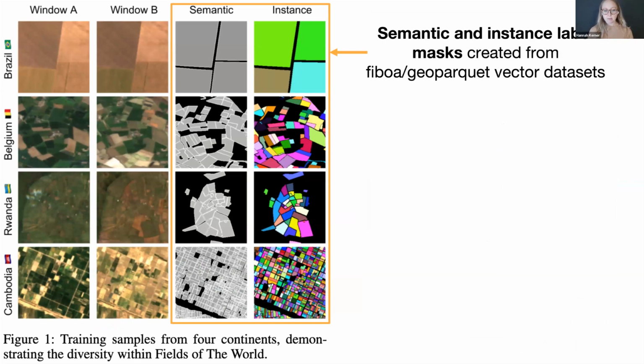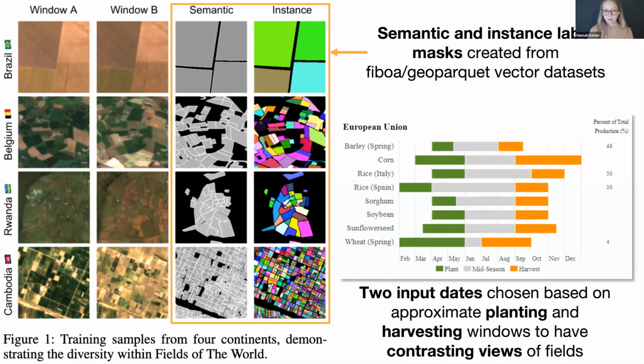And for the labels, we've taken those GeoParquet vector files and rasterized them and turned them into these label masks where we have semantic segmentation masks, which means all the fields and their boundaries and interiors are identified, but we can't say which individual fields are which. They're just all lumped together. And we also have instance segmentation masks, which do separate the individual field instances.